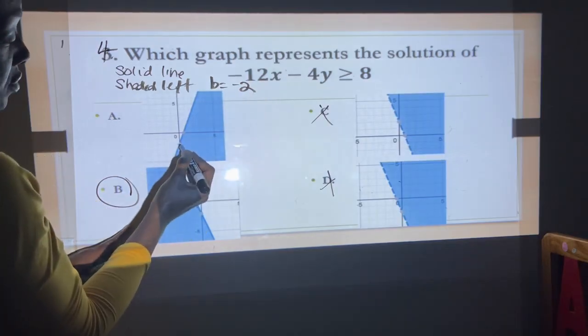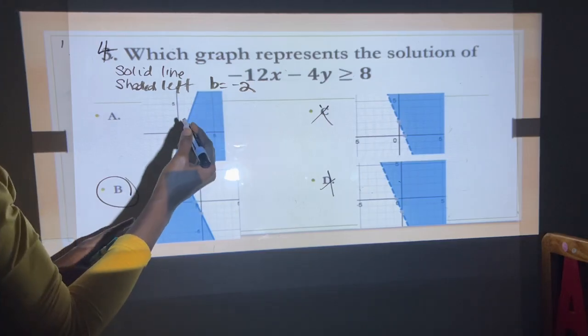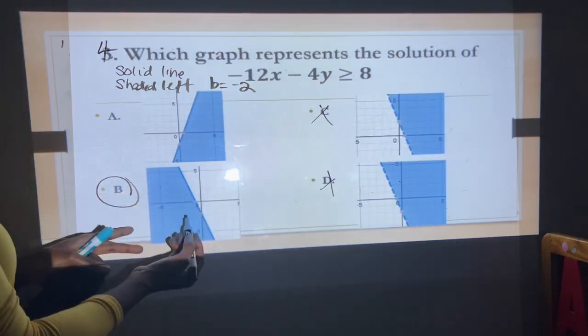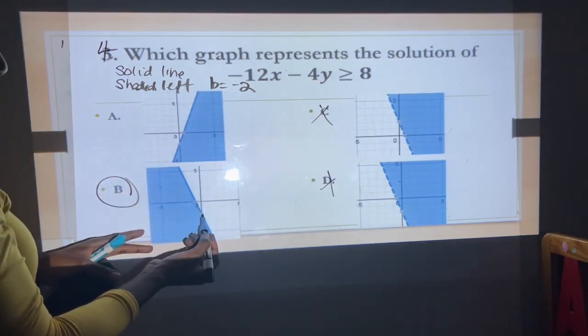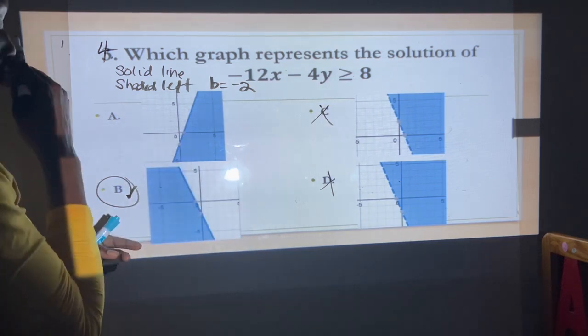A does have a y-intercept of -2. So if we had started there, it still would have been in the running, and it was until we shaded left. This one, the y-intercept is -2. So then this becomes the correct answer choice again because of that shaded.